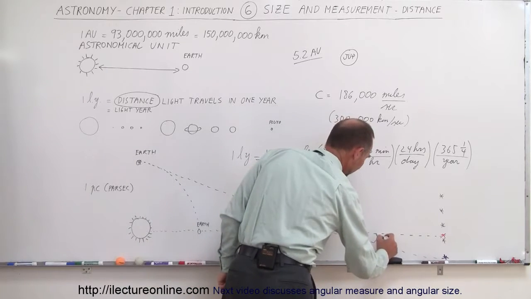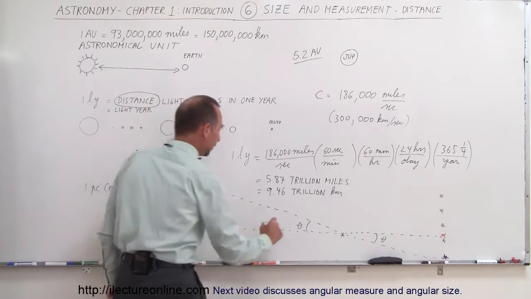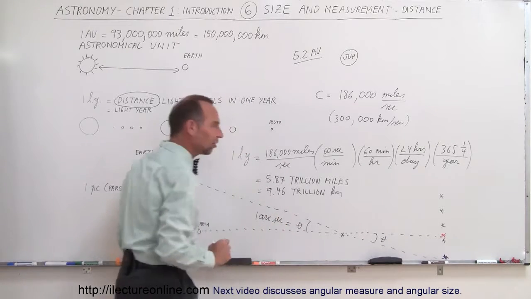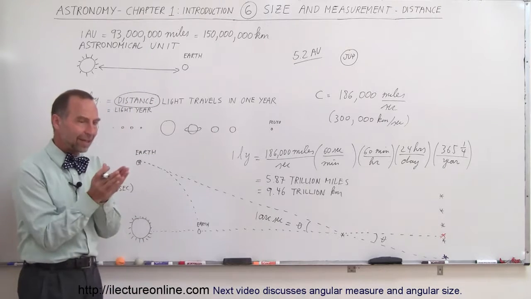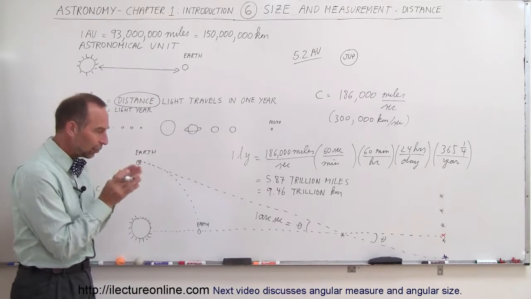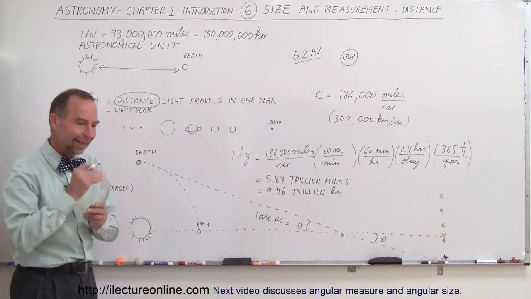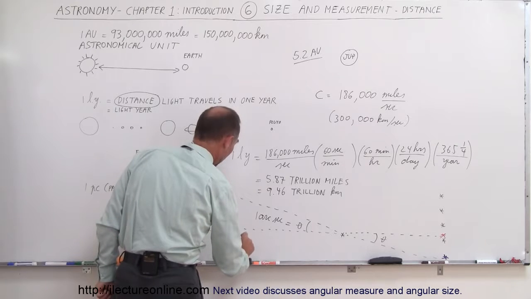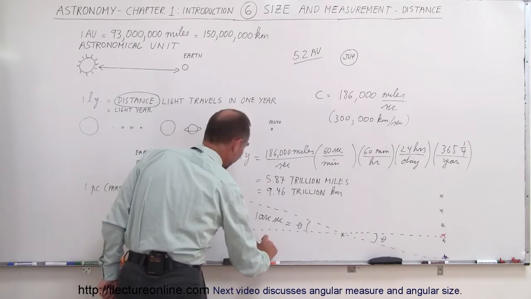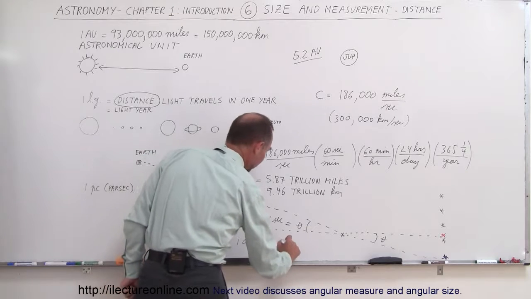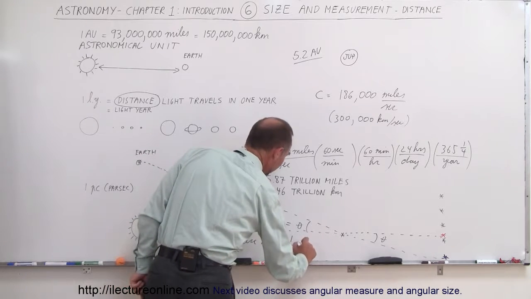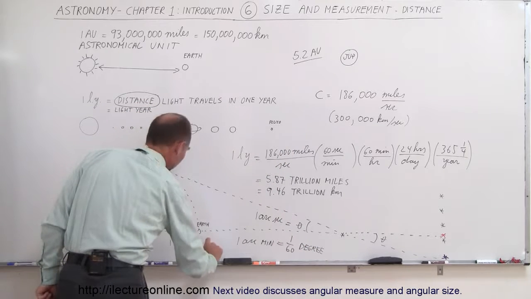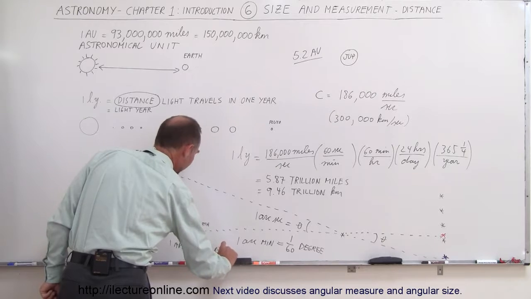Now, it turns out if this angle right here, let's call this angle theta, and this angle right here, let's call this angle theta, if that angle is equal to 1 arc second. Now, what is an arc second? Well, it's an angular measurement of 1 second of arc, as we call it. We'll talk about that a little bit later, but let's say that 1 arc minute is equal to 1/60th of a degree, and 1 arc second is equal to 1/60th of an arc minute.